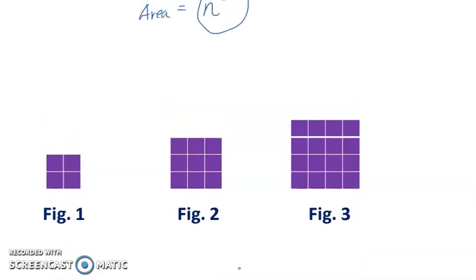So now let's have a look at the next picture here. Again, we are going to use the same approach. We are going to ask ourselves, what is the relationship between the figure number and the width, and what is the relationship between the figure number and the height? So I'm going to label all the width and the height first. The height is 2, 3, and 4, and the width is 2, 3, and 4.